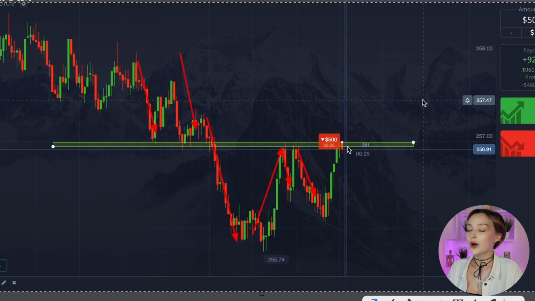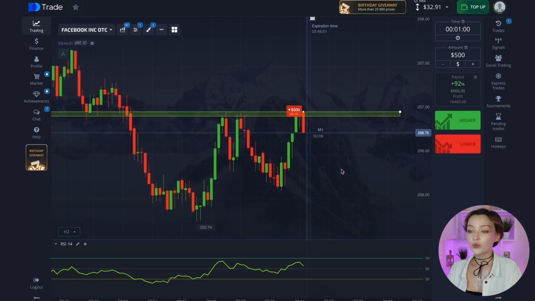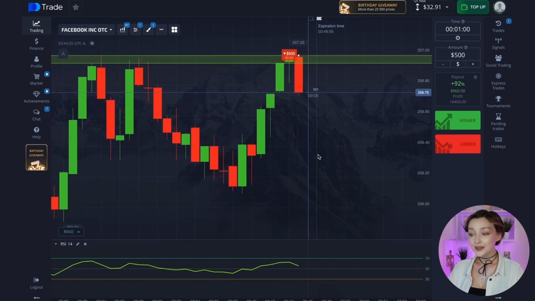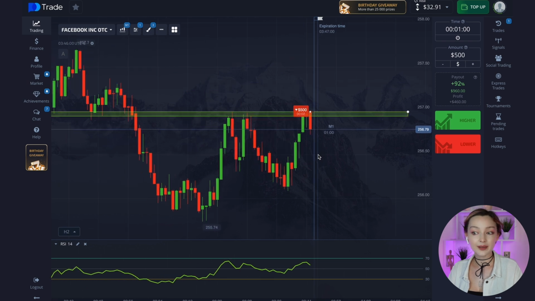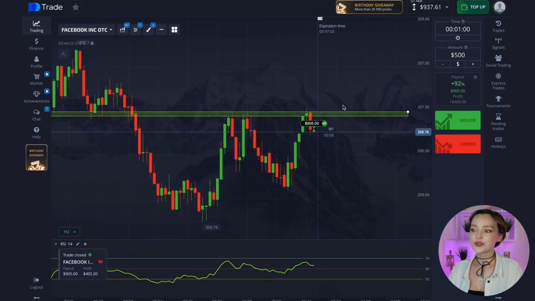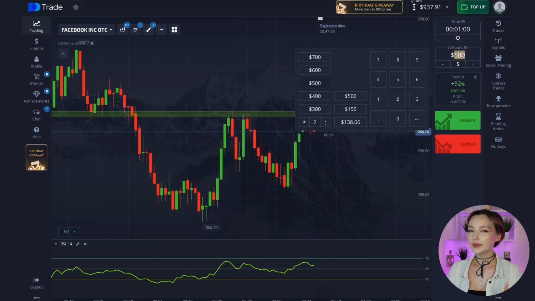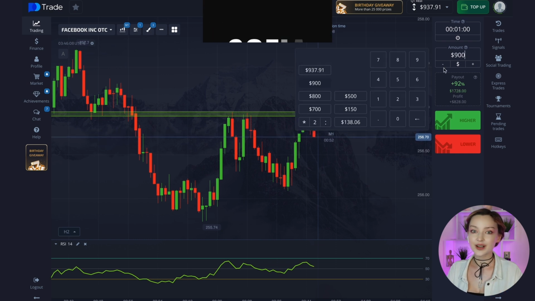So we have already witnessed 2 reactions. I'm sure the third one is definitely to take place. And here it is, fabulous. So far, I'm really satisfied with the way the market behaves. As I've already said, we're trading to the full extent with as much as we have, so the next trade will be amounted to $900.